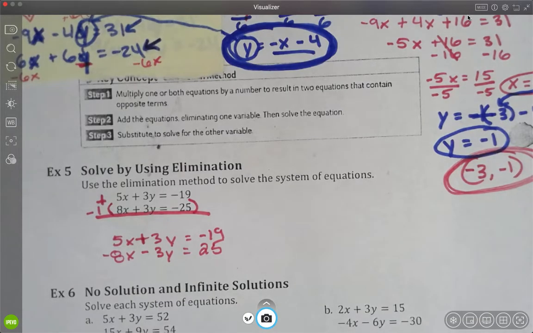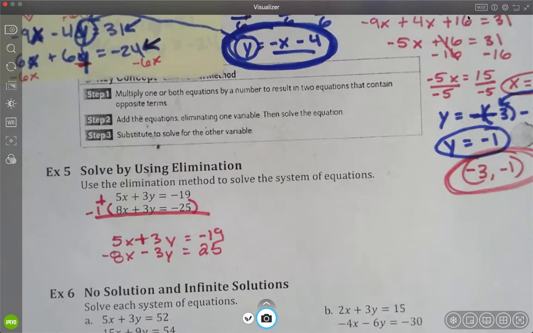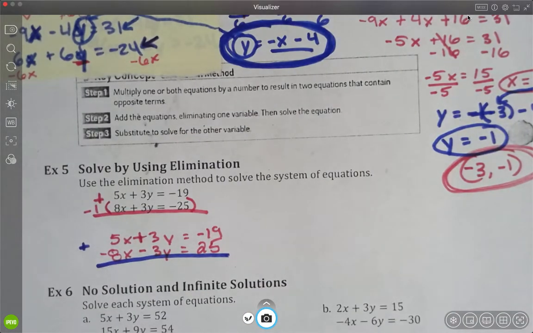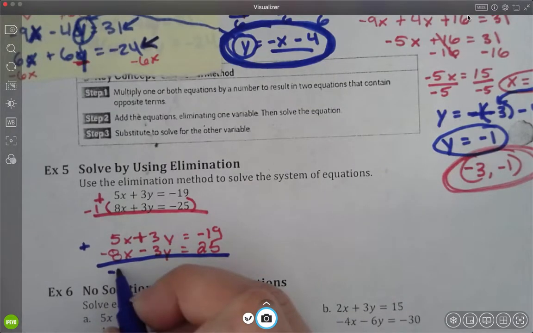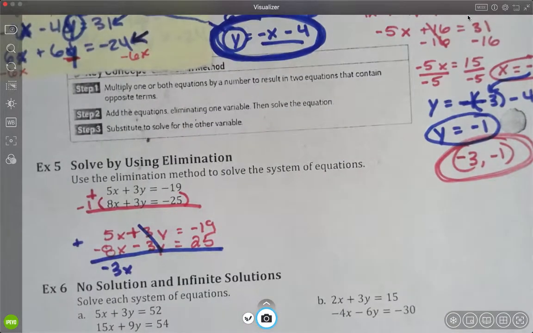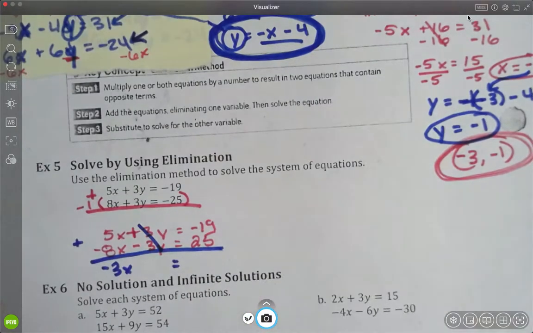Okay, now I add them together. So what's 5 plus negative 8? Negative 3. Negative 3x, okay? 3y plus a negative 3y goes away, so I'm just going to cross them out, equals negative 19 plus 25.